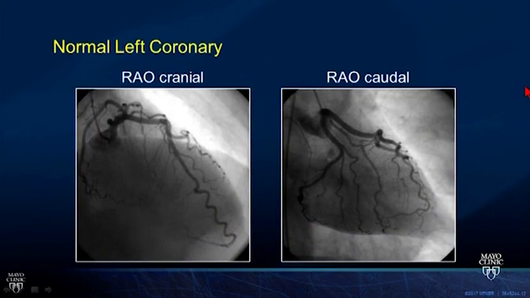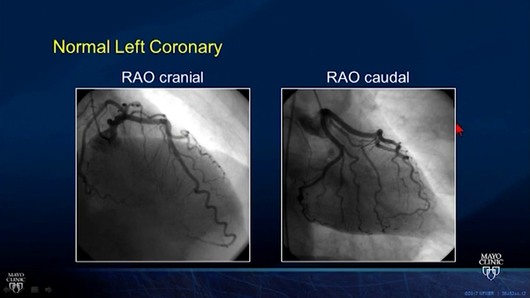Here's another example of normal coronaries. This is an AP cranial view. This patient also happens to have tortuous coronary arteries, but that's not on your coding sheet. You can see the lumen is smooth. There's no irregularities that would suggest underlying atherosclerosis.